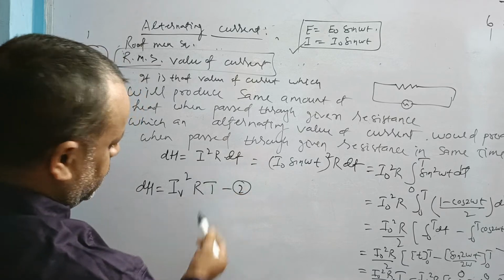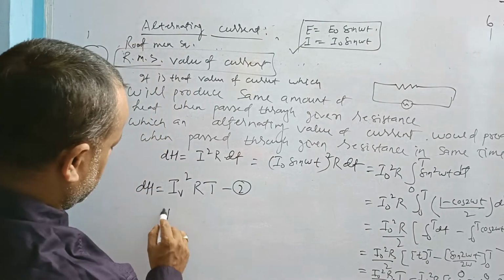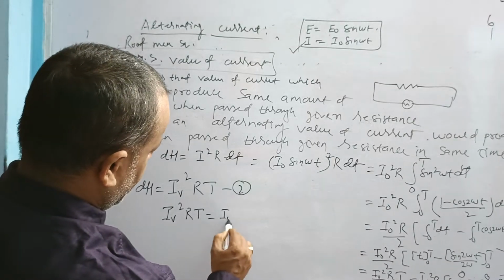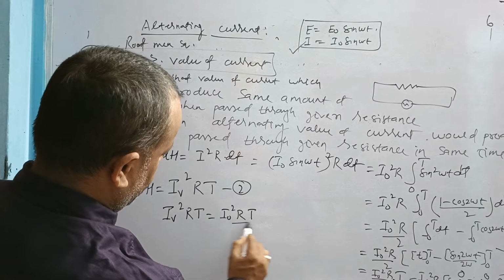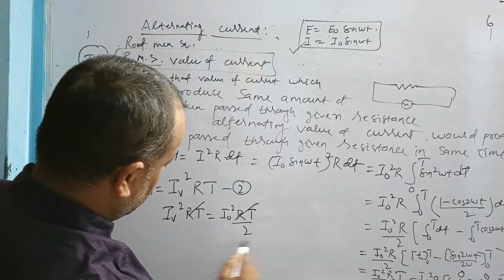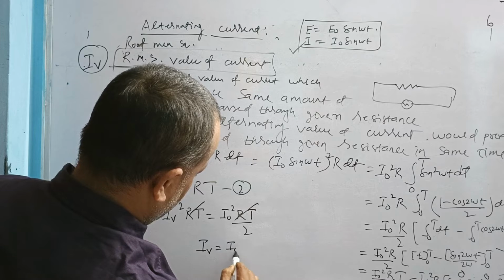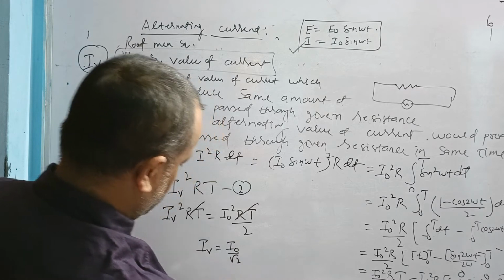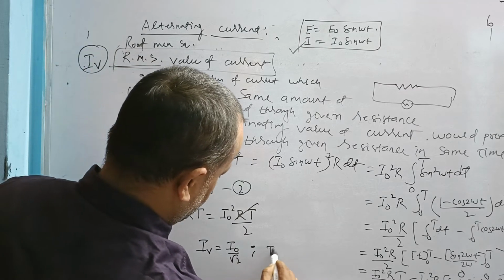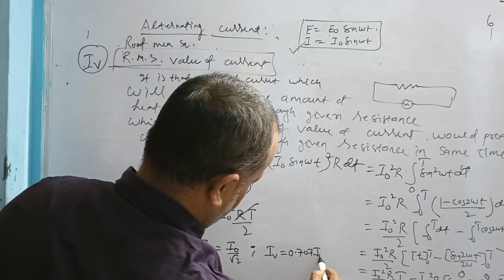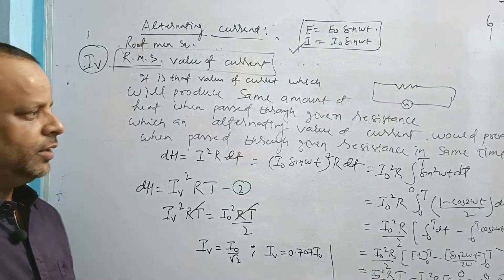This is the second equation. We equate this out. This is IV square R into T, and this is I naught square R into T by 2. This gets cancelled out. What are we left with? IV is equivalent to I naught by root 2, or we can write IV as 0.707 I naught. This is clear.